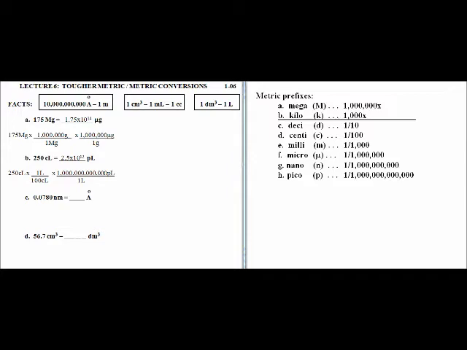Next, we'll convert meters to angstroms. And we know because of the new conversion factor that there are 10 billion angstroms in 1 meter. Therefore, 10 billion angstroms will be in the numerator, and 1 meter will be in the denominator.